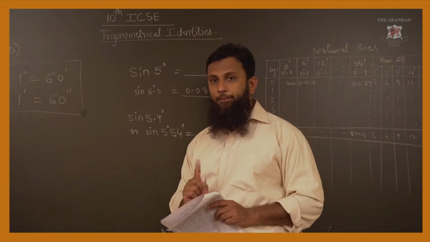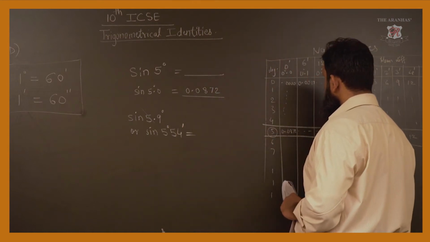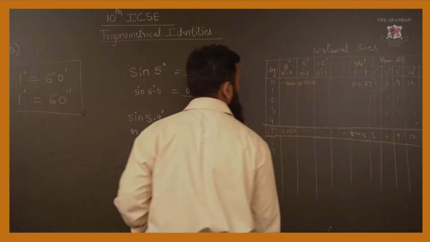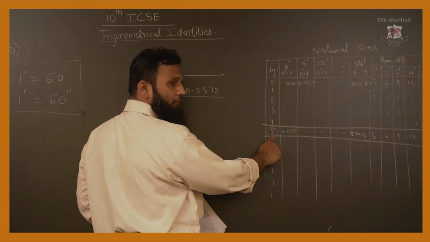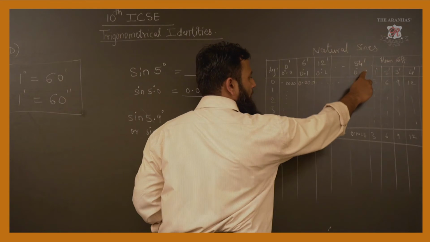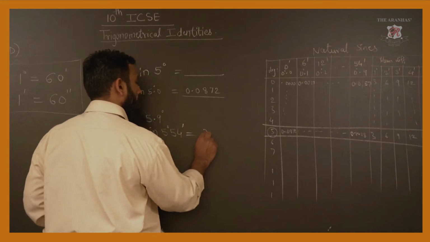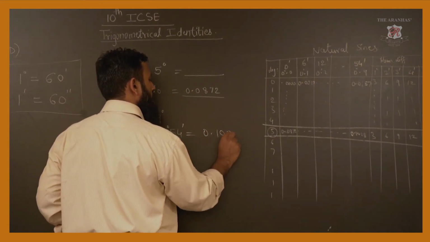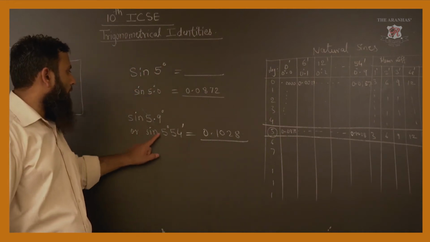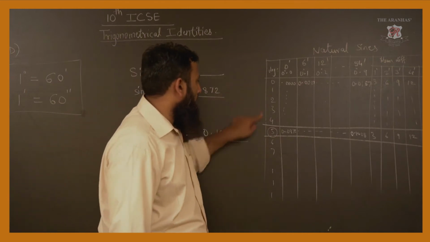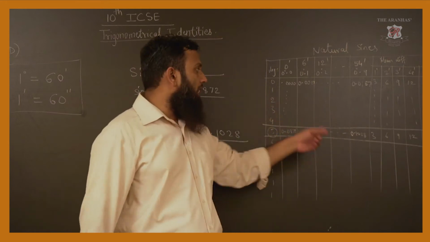Now the question arises, how to read this? Very easy. Look here. In degree 5 and below 54 you have to see how much is the value. So the value is 0.1028. So it will be written 0.10. This will be the answer. So how to read the value? Like this. Sine of 5 degree 54 minutes. Sine of 5 degree and below that 54 minutes. Whatever is the number written, that you have to write here.